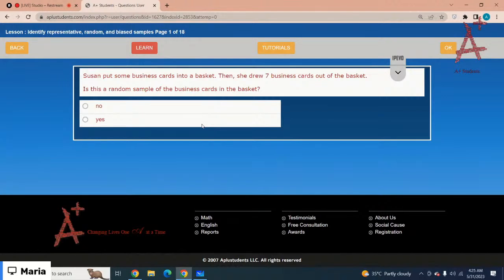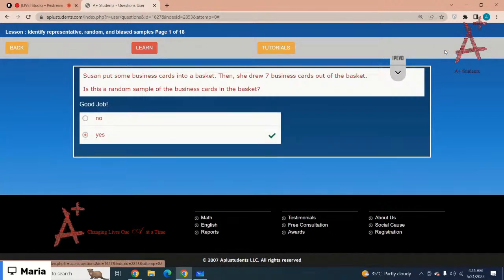Yes, that would be random because she drew seven cards out of the basket. So that would be a random selection. The correct option is yes.